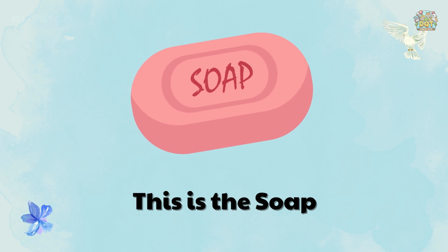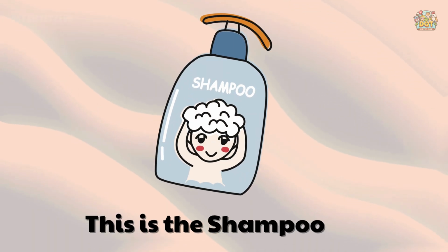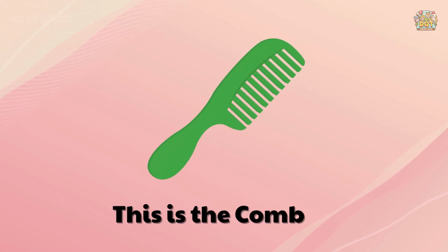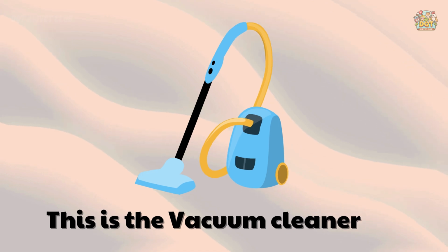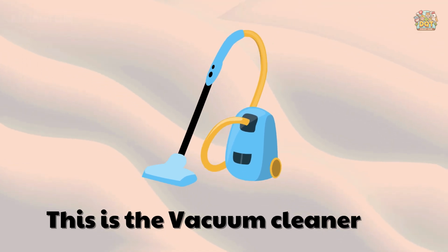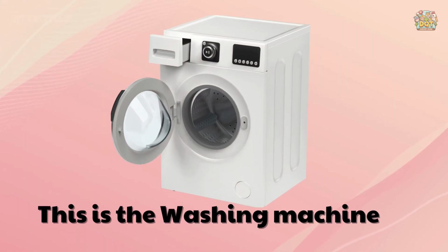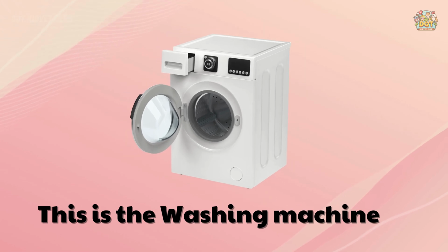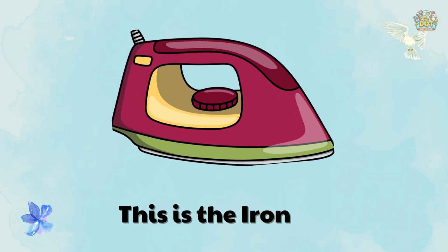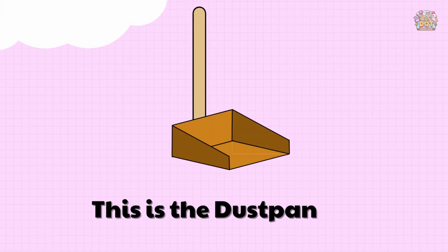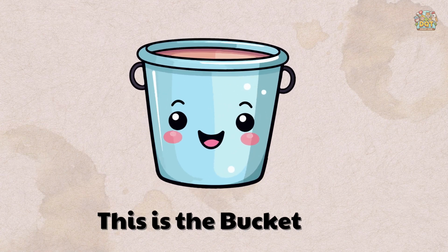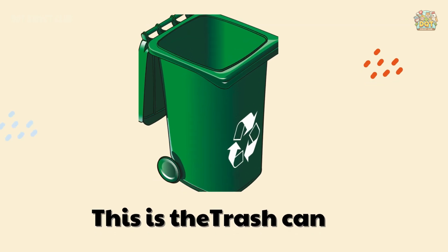This is the soap. This is the shampoo. This is the comb. This is the toilet. This is the vacuum cleaner. This is the washing machine. This is the iron. This is the broom. This is the dustpan. This is the bucket. This is the trash can.